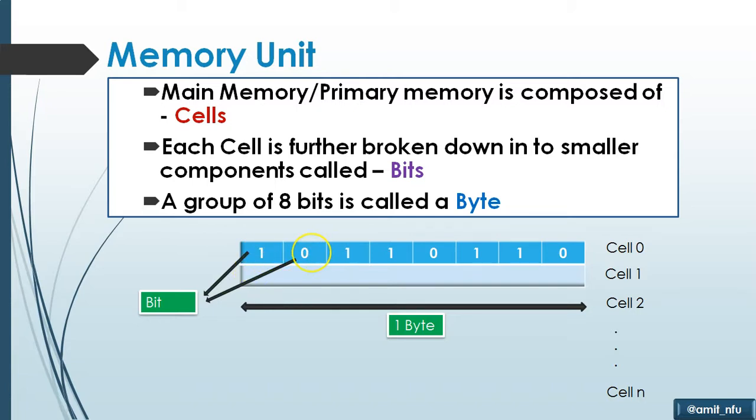So each 1 or each 0 is called a bit, and a collection of 8 bits, or a group of 8 bits, is called 1 byte, which is here. It is the main measurement unit which we use for measuring the computer memory. And a collection of 4 bits is also called 1 nibble, but it's not normally used in the measurement.